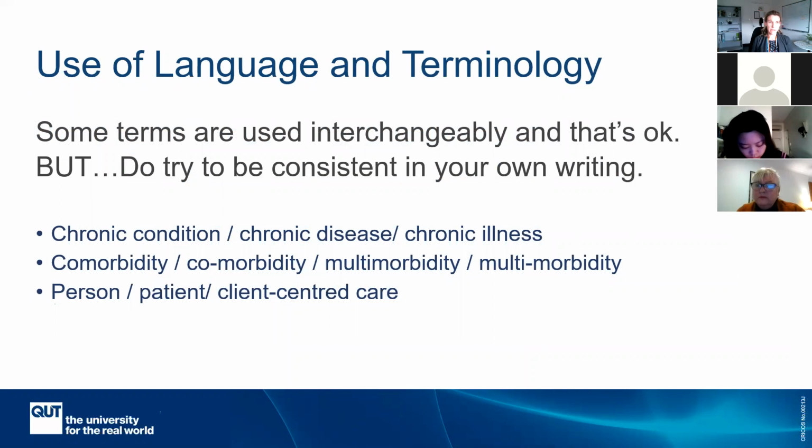Now, this is my little bugbear around use of terminology and language. So some terms are used interchangeably throughout the literature, and I'll do it myself. And that's totally fine. But when you're writing your own essay, I'd ask you to try and be consistent. So things like chronic condition, chronic disease, chronic illness. Use one and stick with it. Same with comorbidity, multimorbidity, and person, patient, or client-centred care. I don't really mind what you call it. Just make sure you're consistent.